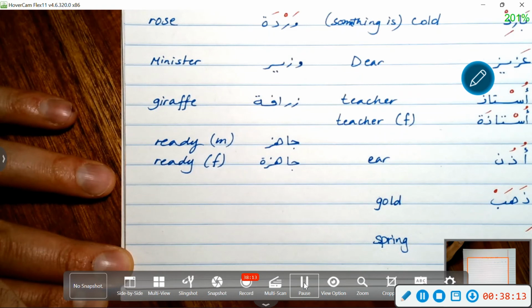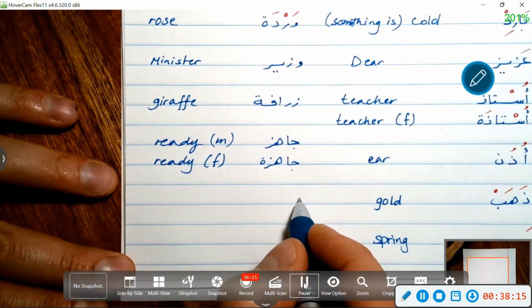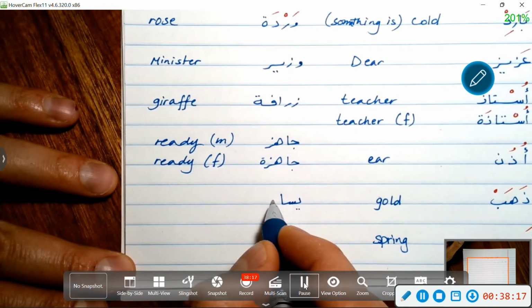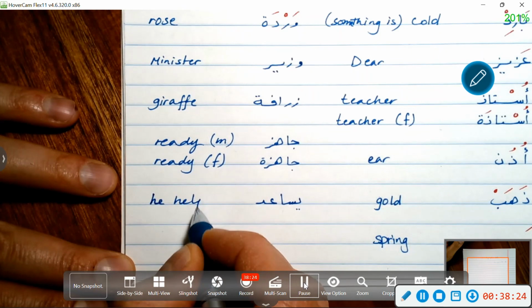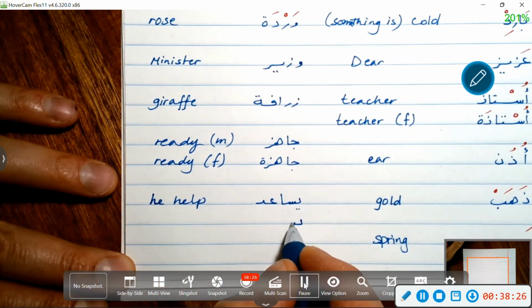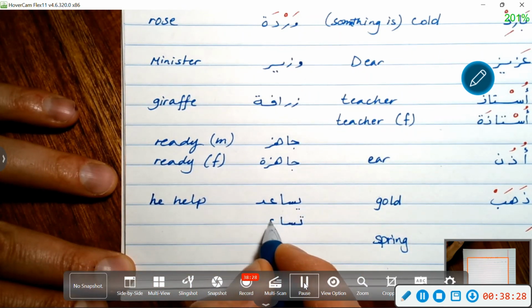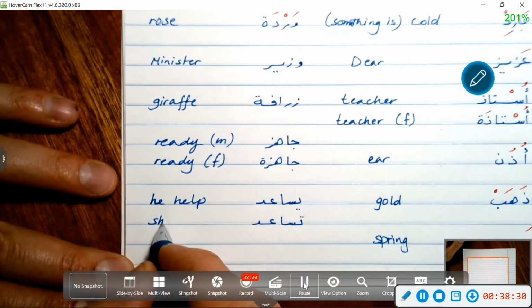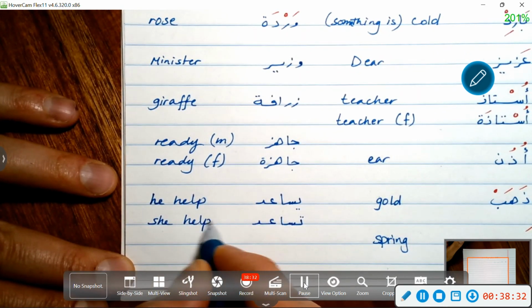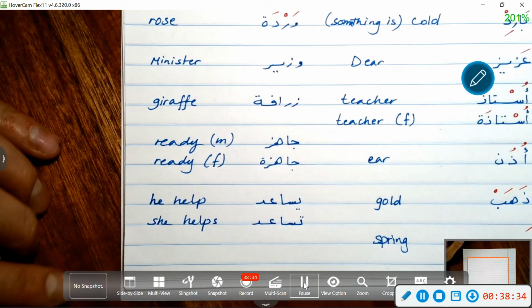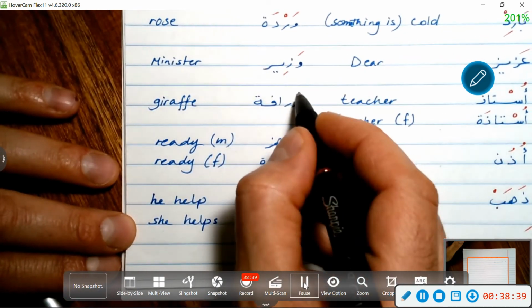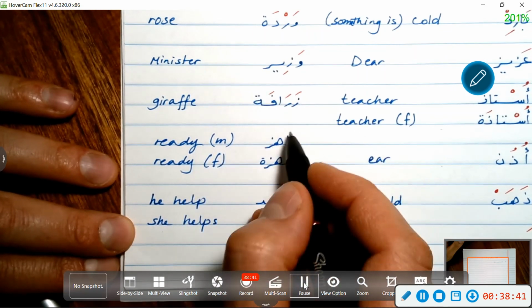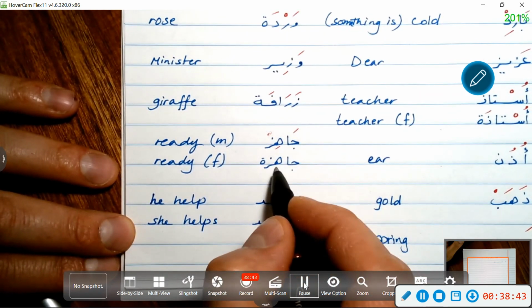And I have Yusa'id, it means he helps. وتساعد, it means she helps. Let's put some harakat. وزير, زرافة, جاهز, جاهزة, يساعد, تساعد.